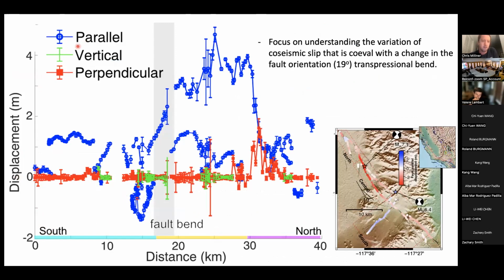The blue is the parallel component of fault motion. You can see there's a significant decrease in slip right here, and that's associated with this bend right here. It's about a 19 degree change in orientation right here. This is where this slip decrease occurs.